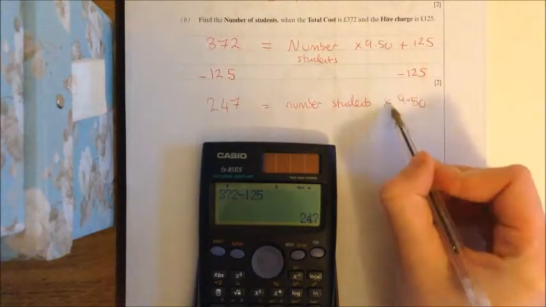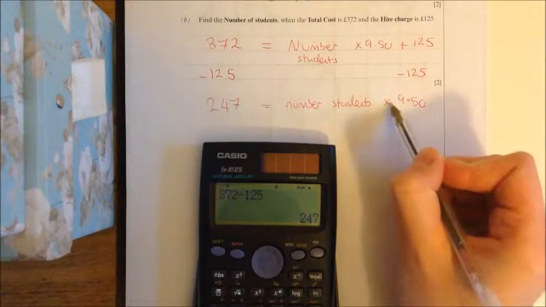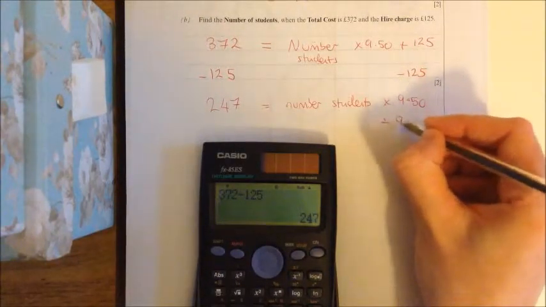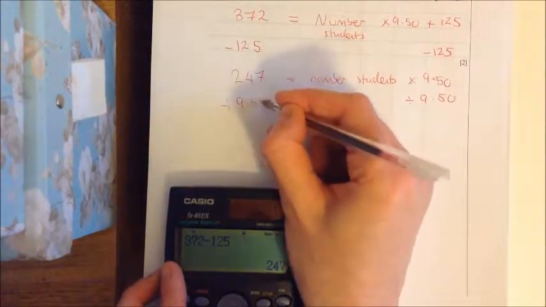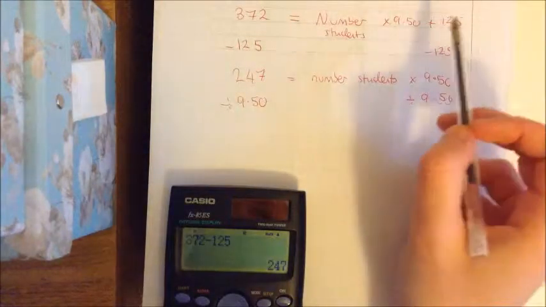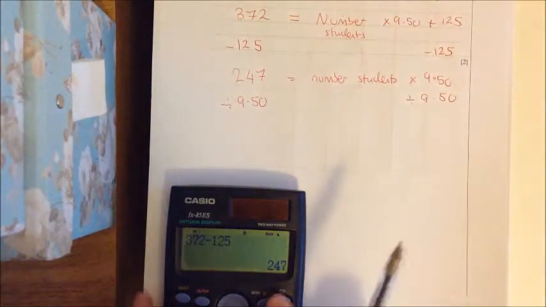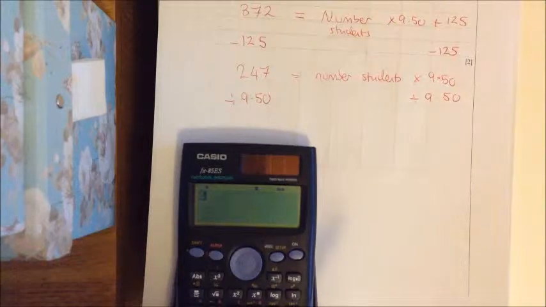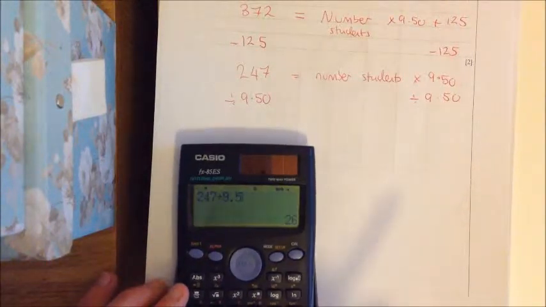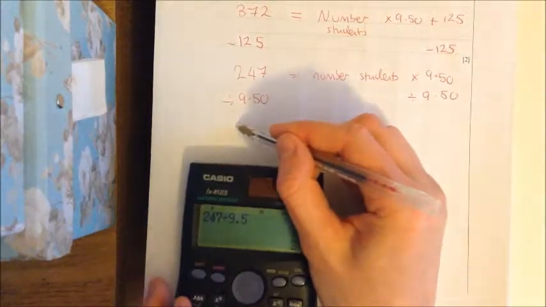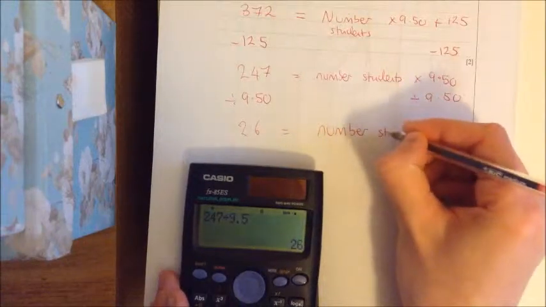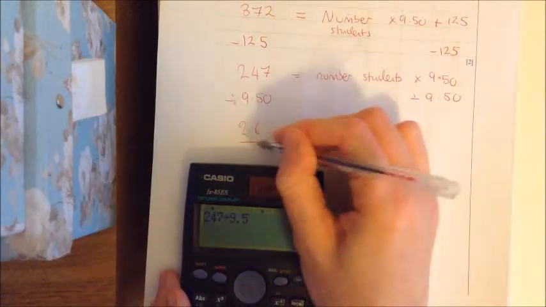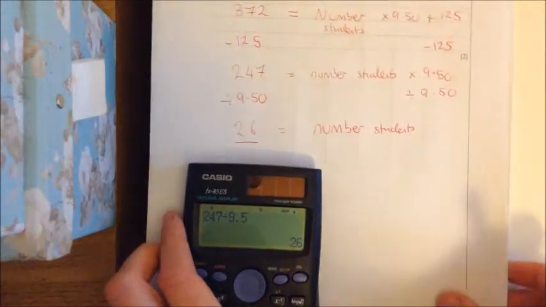We want to get the number of students on their own, so at the moment we're timesing by 9.5. So the opposite of timesing is dividing. So now we want to divide by 9.5, and we do that to both sides. Basically doing the opposite. So we've taken away and we've divided. So we do 247 divided by 9.5, which is going to give us 26 equals the number of students, and that is our final answer. Okay, that's question 4.